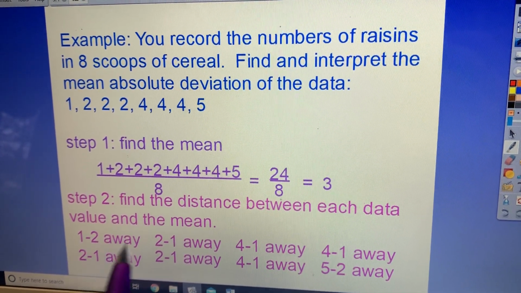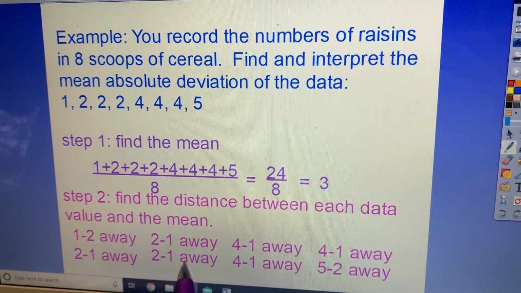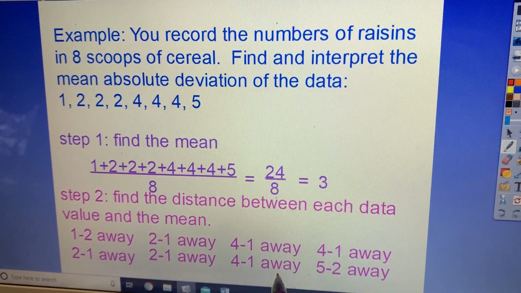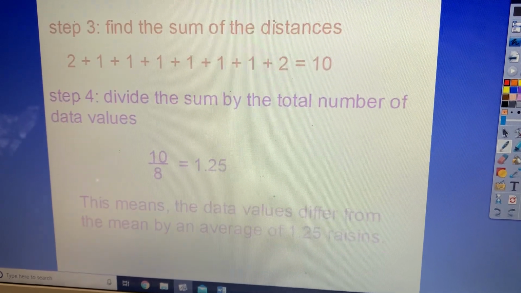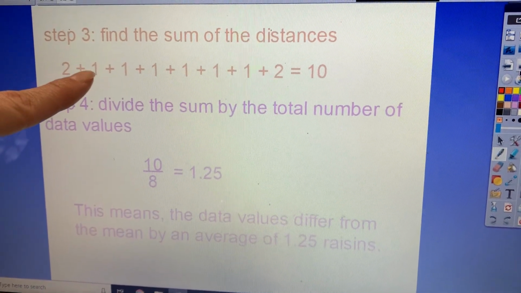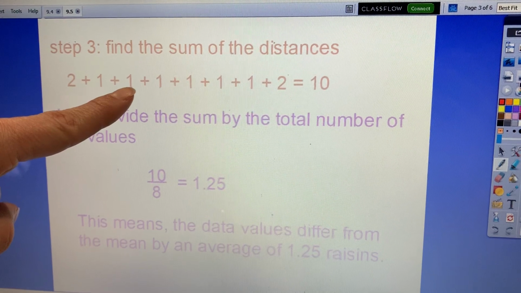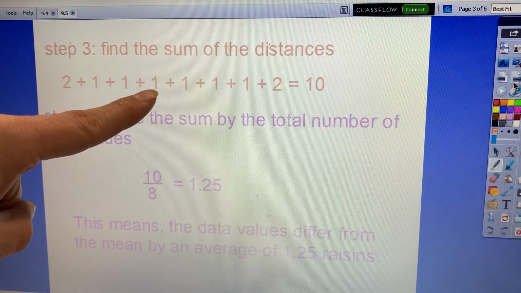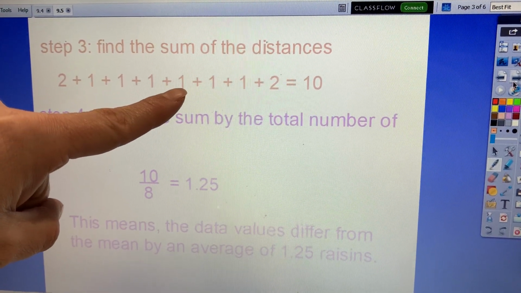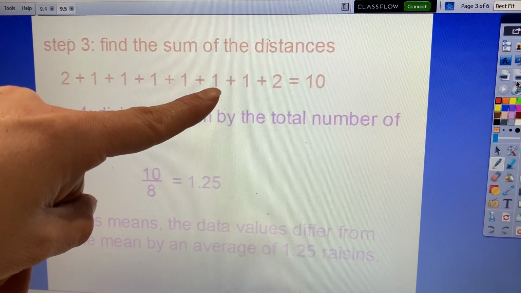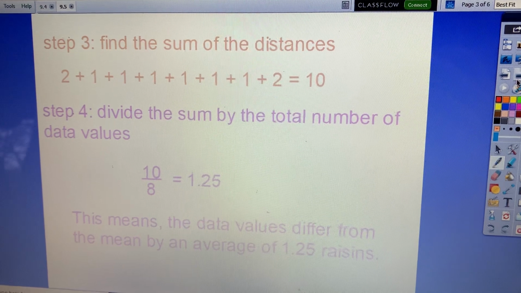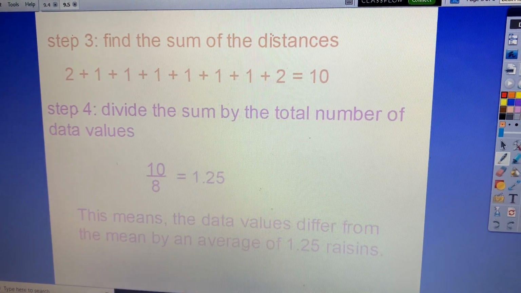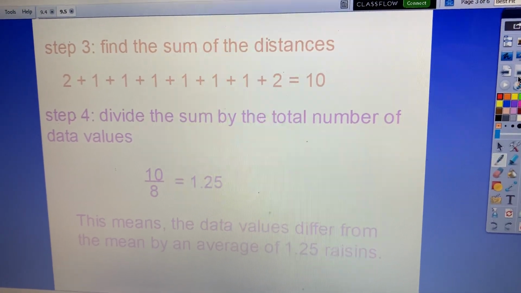So I had a 2, a 1, a 1, a 1, a 1, a 1, a 1, and a 2. So for step 3, I'm going to add those all up. 2 plus 1 is 3. 3 plus 1 is 4. 4 plus 1 is 5. 5 plus 1 is 6. 6 plus 1 is 7. 7 plus 1 is 8. And then 8 plus 2 is 10. That's the sum of my distances when I add them all together: 10.